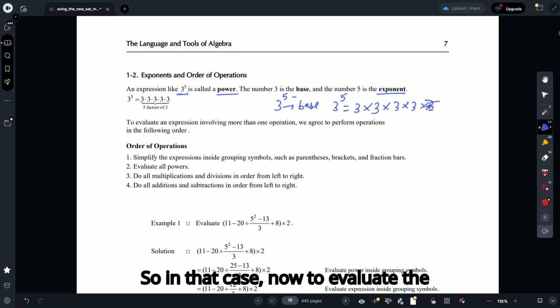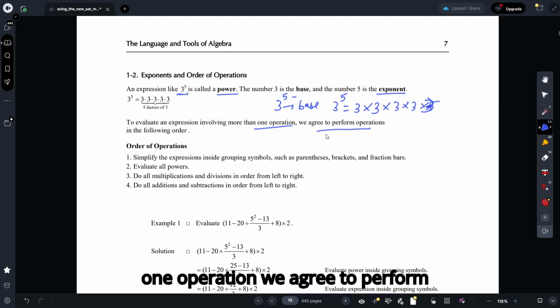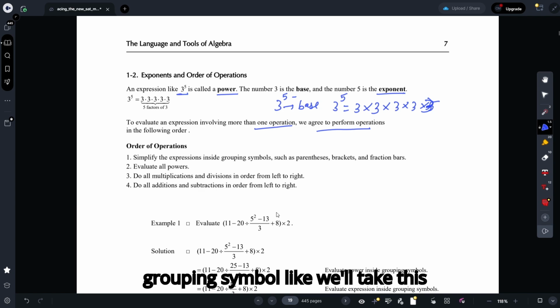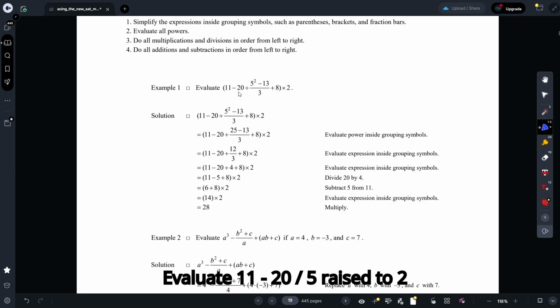Now, to evaluate an expression involving one or more than one operation, we agree to perform operations in a set order. The order of operations: simply simplify the expression inside the grouping symbol. Like I will take this example 1. In this example, evaluate 11 minus 20 divided by 5 raised to 2 minus 13 upon 3, plus 8, whole bracket into 2.